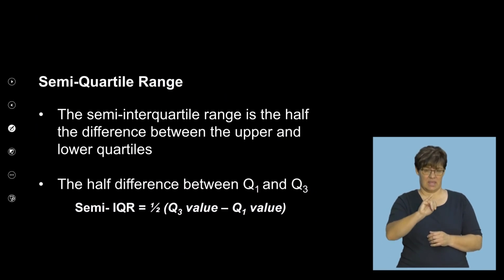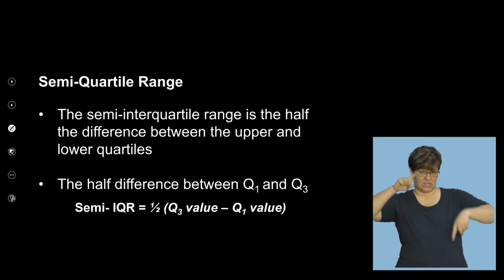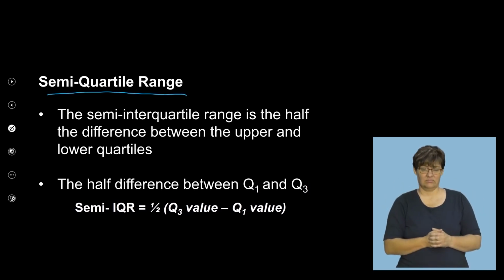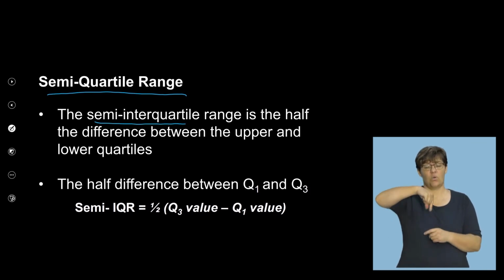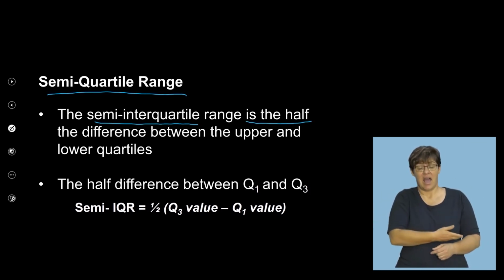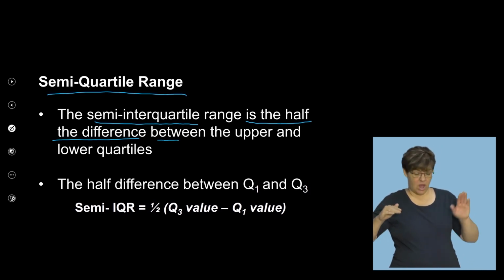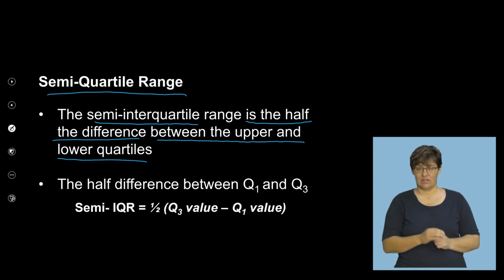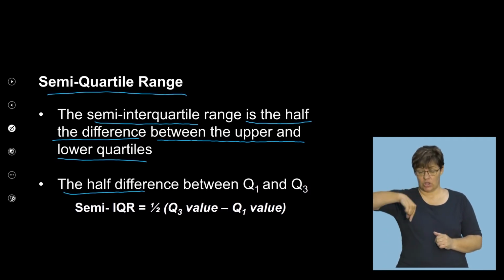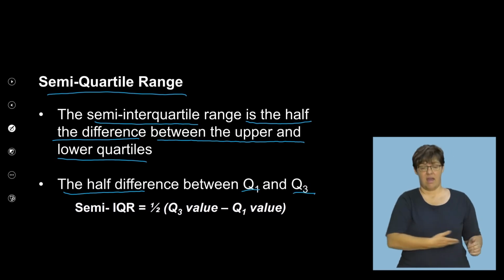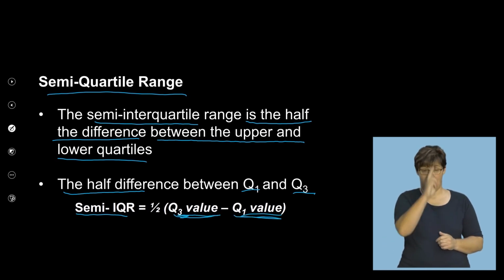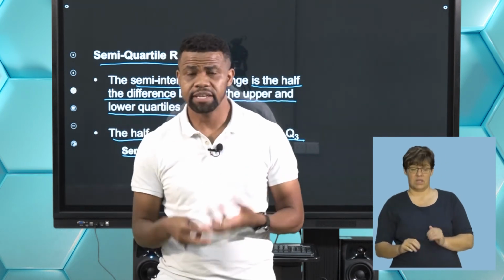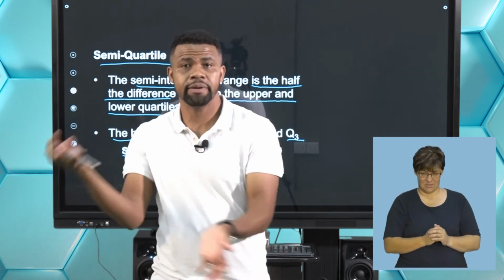Now let's look at semi-interquartile range. Okay, so this is the semi-interquartile range. The semi-interquartile range is the half difference between the upper and the lower quartile. So the half difference between Q1 and Q3. So semi-interquartile range is half the upper quartile minus the lower quartile. So it's actually interquartile range divided by 2, which is the same thing.